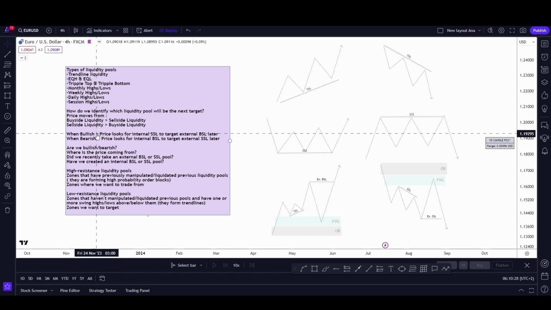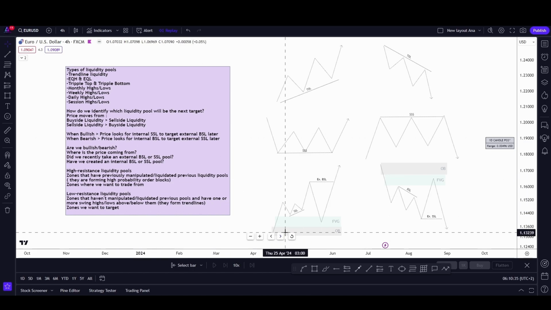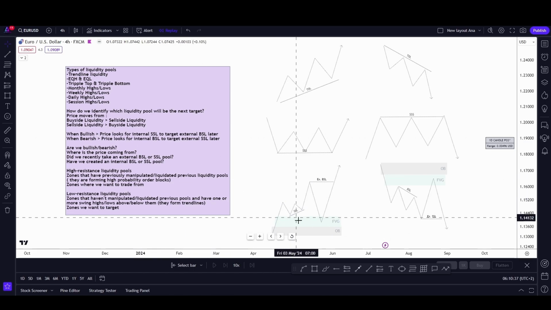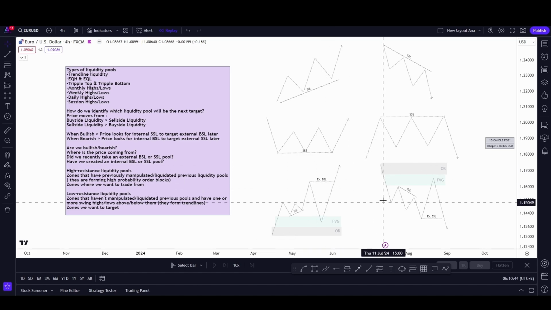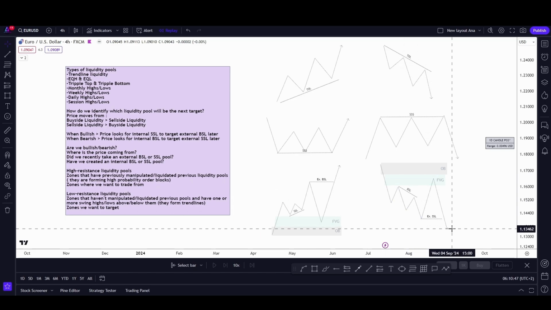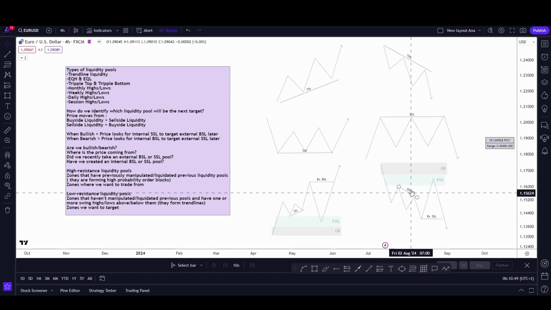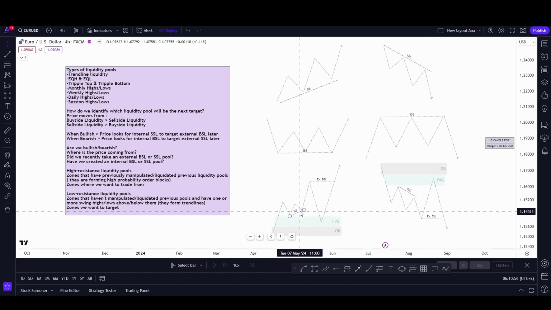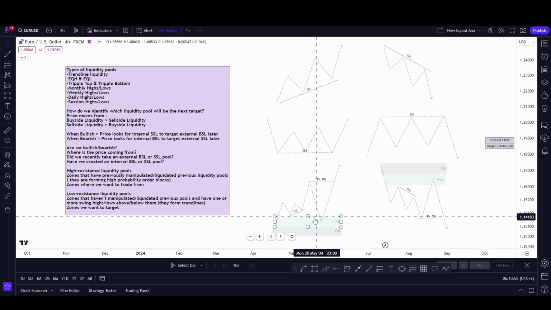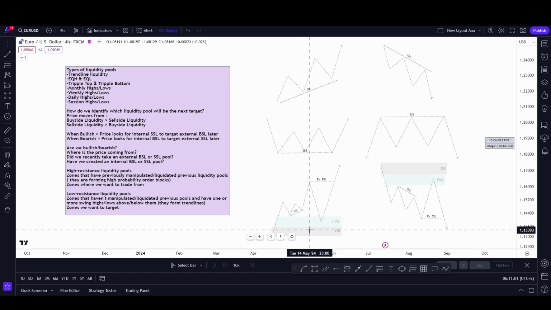When we are in a bullish market, when price is creating higher highs and higher lows and respecting bullish order flow, price looks for internal sell-side liquidity and targets external buy-side liquidity. And when we are in a bearish market and creating lower highs and lower lows, price is seeking internal buy-side liquidity and targets external sell-side liquidity. Usually, this internal liquidity is created above a fair value gap or an order block.